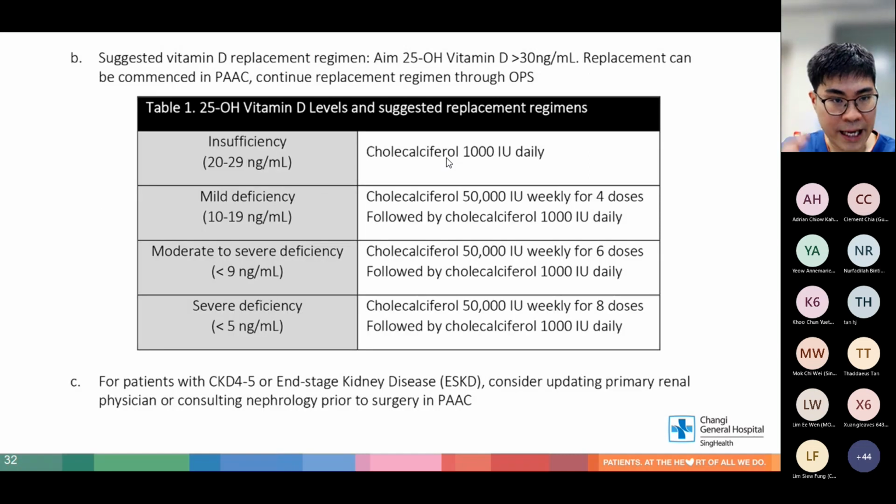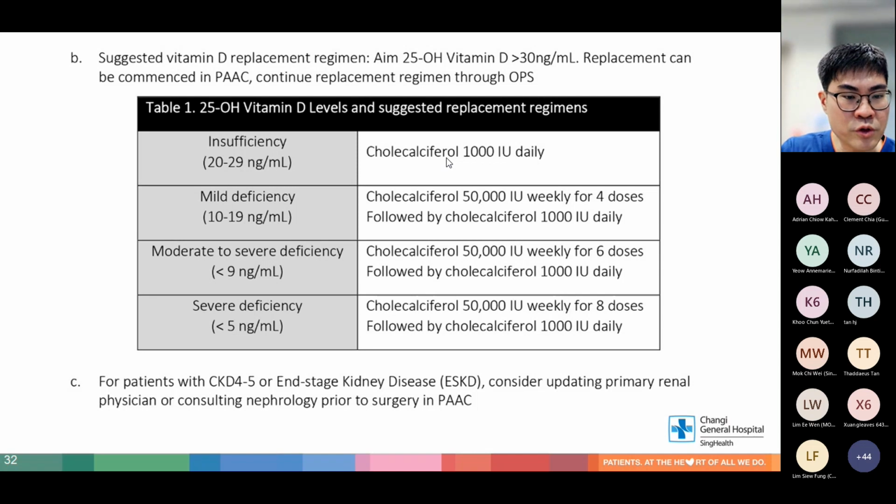This part is absolutely helpful for me, because I have no idea how to manage vitamin D deficiency. Even if I did, I would not be able to remember all the different dosages and all the different regimes. So having it all concise and placed in a very nice, easily accessible manner helps me a lot. I find this very helpful.